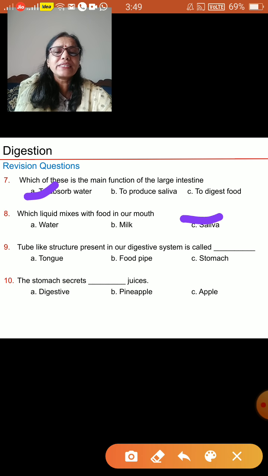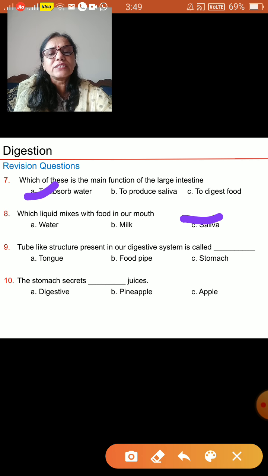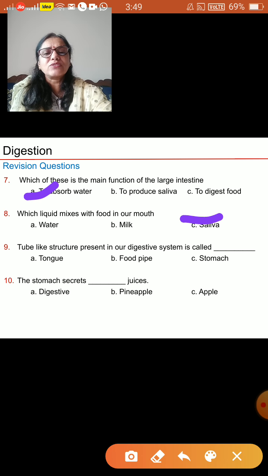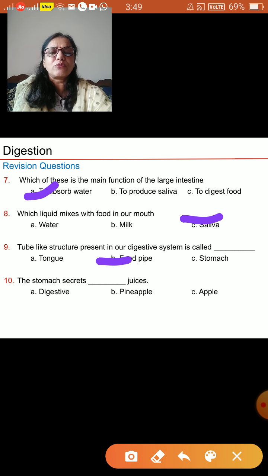Next, the tube-like structure which is present in our digestive system is called dash. Options are tongue, food pipe or stomach. You know the structure of the tongue. Stomach also I told you, it is bag-like. So the food pipe you just saw in the figure, a pipe-like structure, it is a tube-like structure, so the food pipe is the correct option.